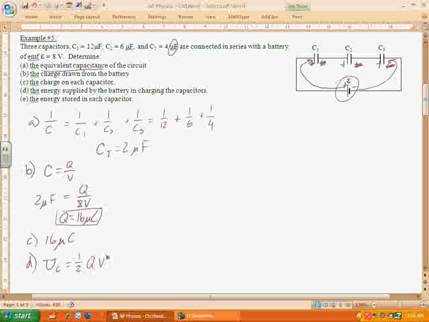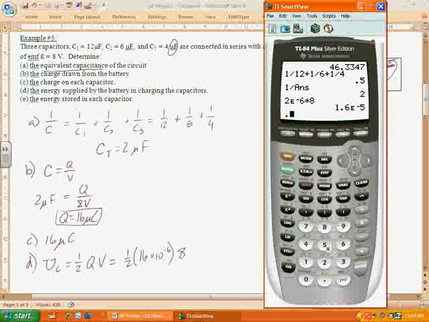So 1/2 times the charge, which is 16 times 10 to the negative 6th, and then times the voltage of the battery, which is 8. And so we should get 0.5 times 16 e to the negative 6th times 8, and we get then 6.4 times 10 to the negative 5th, which is then 64 microjoules, right? Move the decimal one place, so I get 64 instead of 6.4 to the negative 5th. All right, so that's letter D.